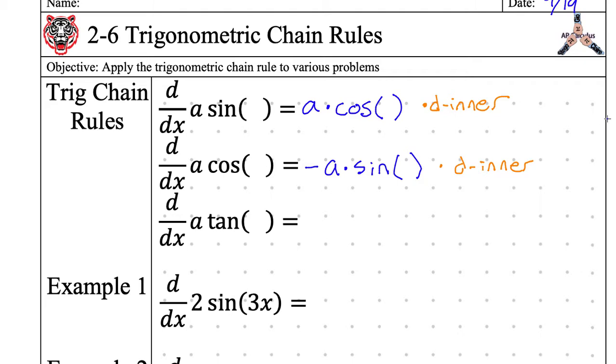And then this one is kind of hard. It's not explanatory. I can give you a proof. It's not that hard to give you the proof. I did it all the time in college. It was annoying. But the derivative of tangent is? It's a times secant squared of blank. And don't forget your inner. We never use that one. You don't use it very often. It comes up maybe one or two times in the entire AP test.